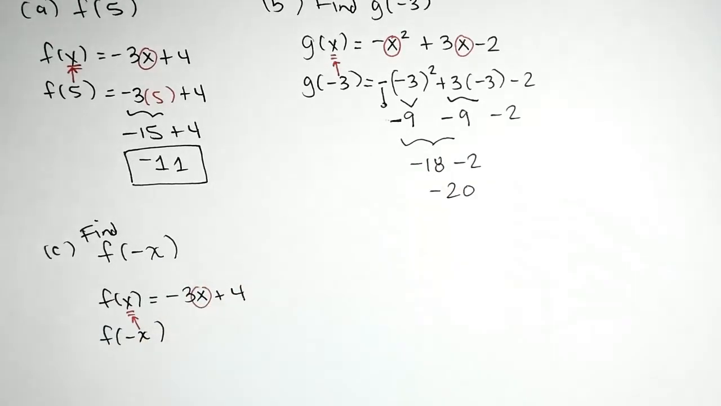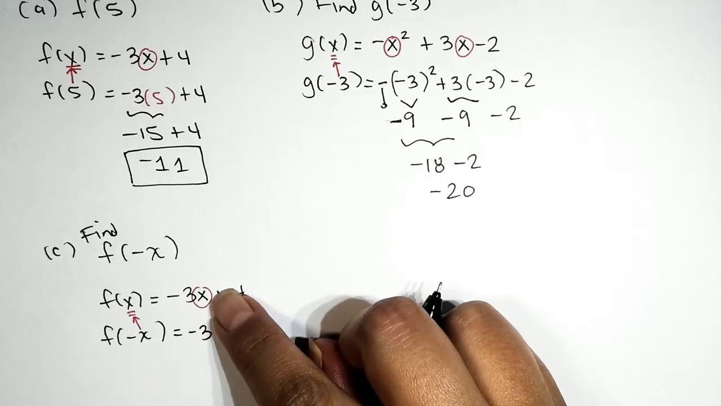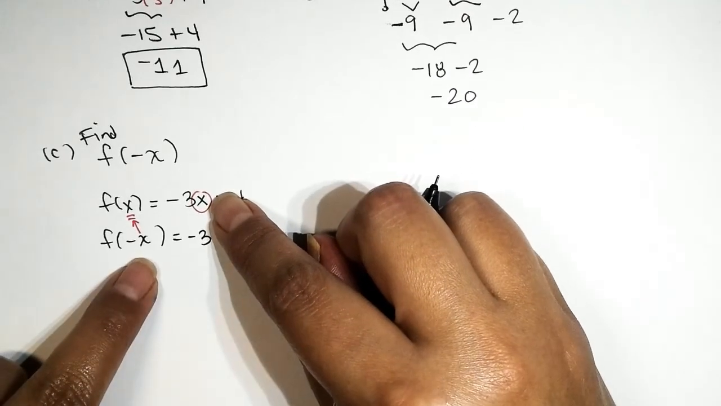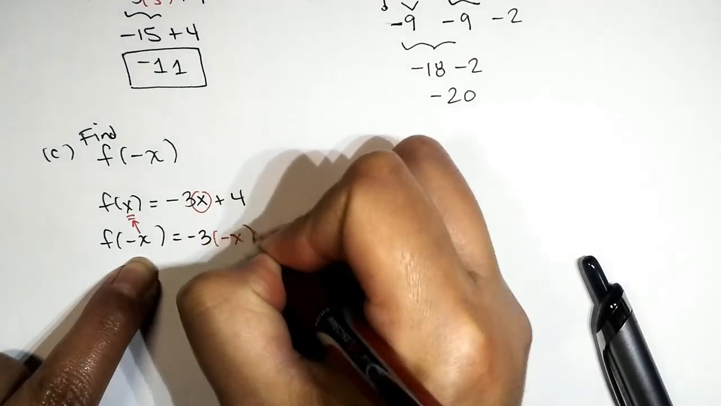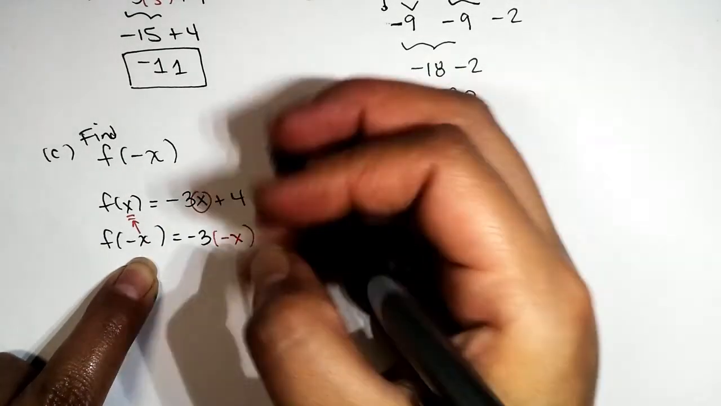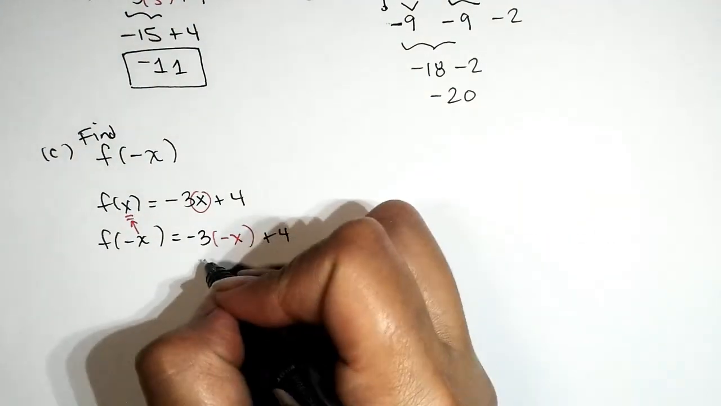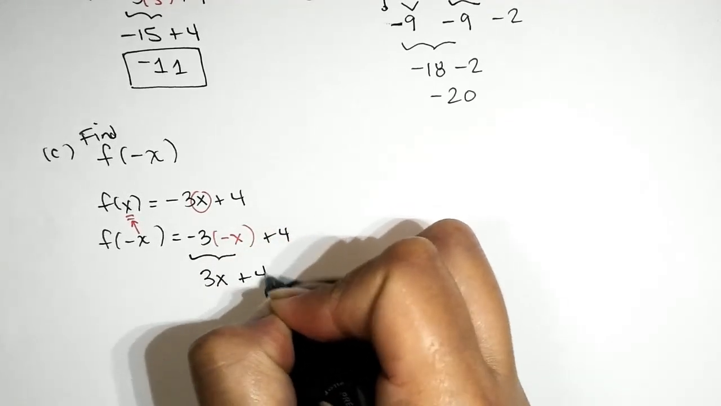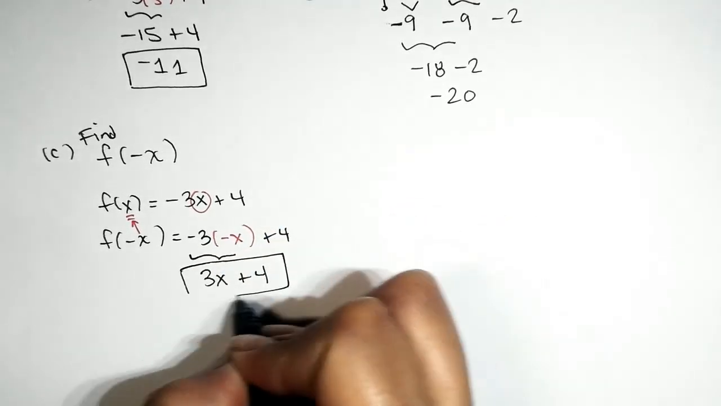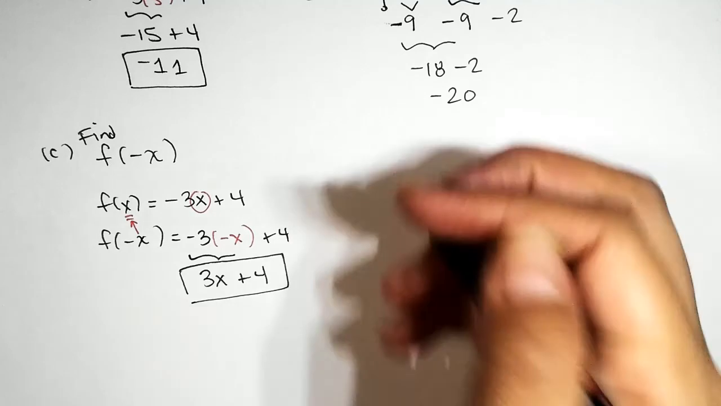So that will give us -3 times whatever x is, and in this case we're swapping it out for -x, and then we're going to write down the rest of the expression, plus 4. Take your time, do what you gotta do. Product of -3 and -x will give us 3x, and last time I checked, 3x and 4 are not like terms, so we're good.